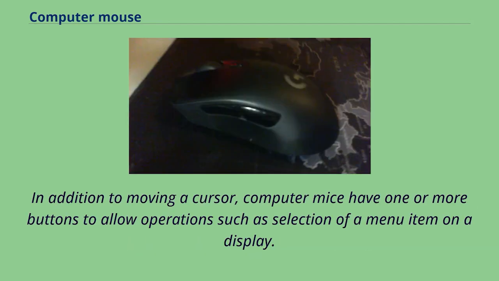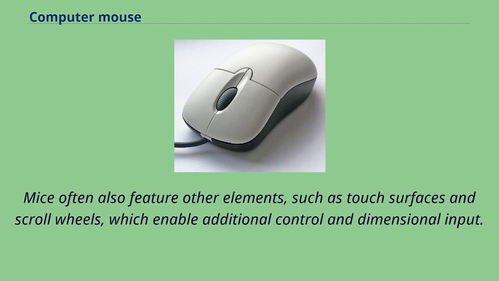In addition to moving a cursor, computer mice have 1 or more buttons to allow operations such as selection of a menu item on a display. Mice often also feature other elements, such as touch surfaces and scroll wheels, which enable additional control and dimensional input.